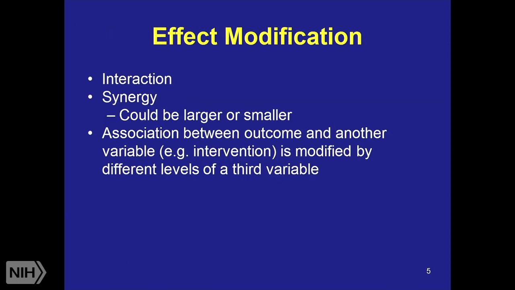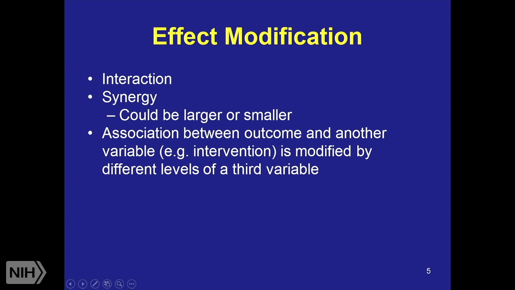So effect modification is when you have an interaction. Some folks call this synergy. The trick here is that it could be larger or smaller. What you're interested in is the association between the outcome variable and some other variable, in particular the intervention, is modified by different levels of a third variable. So what do I mean by that?